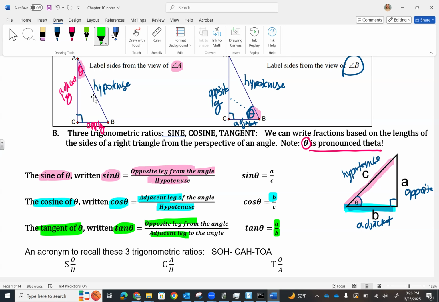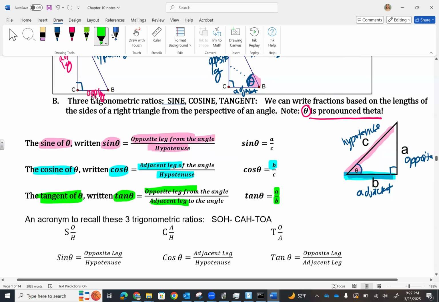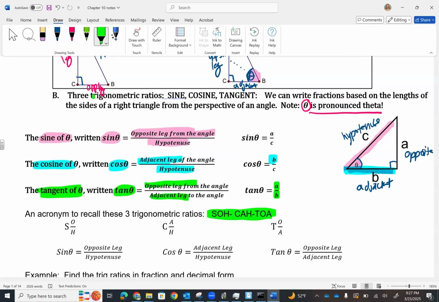SOHCAHTOA is basically the foundation of trigonometry. SOHCAHTOA is an acronym to help you learn these three trigonometric ratios. If you want to find sine, that's SOH: opposite over hypotenuse. Cosine is CAH: adjacent over hypotenuse. And TOA would be opposite over adjacent. So you have to know SOHCAHTOA, or know what sine, cosine, and tangent are.